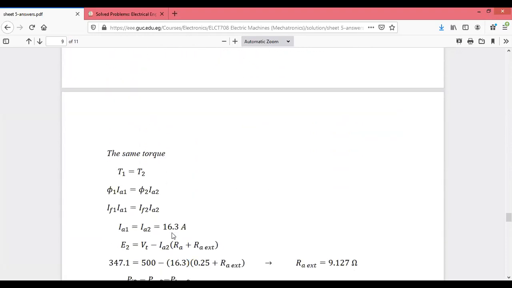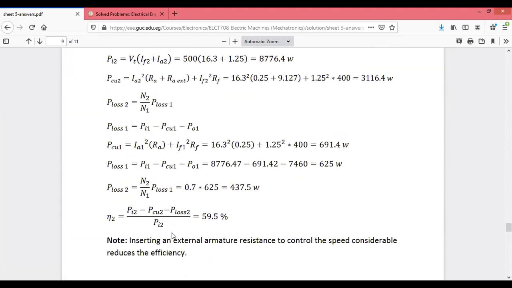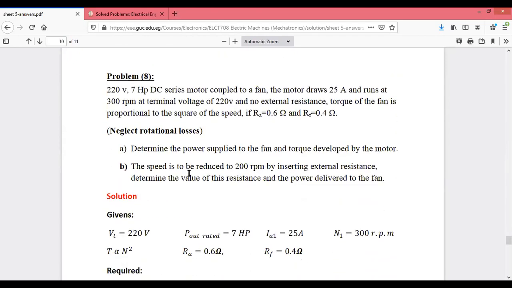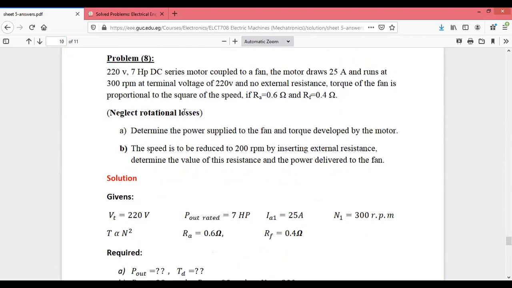This is also the same, but it is quite lengthy because you are supposed to find the efficiency. They have given some losses here, copper losses. They have given 220 volt, 7 HP, so you can take 7 into 746, and the power will be in watts. It is a DC series motor coupled to a fan. The motor draws 25 ampere and runs at 300 RPM. I have written here which values they have given.